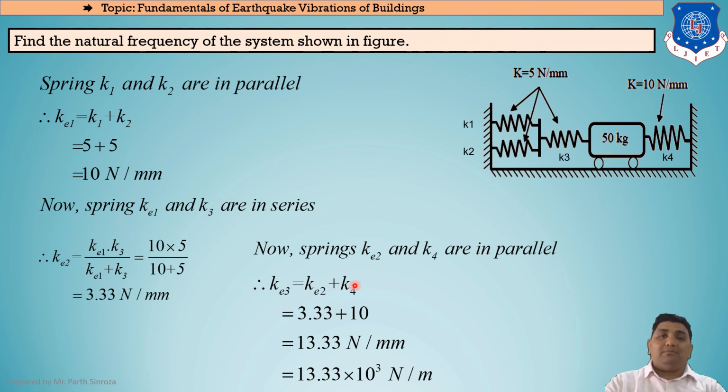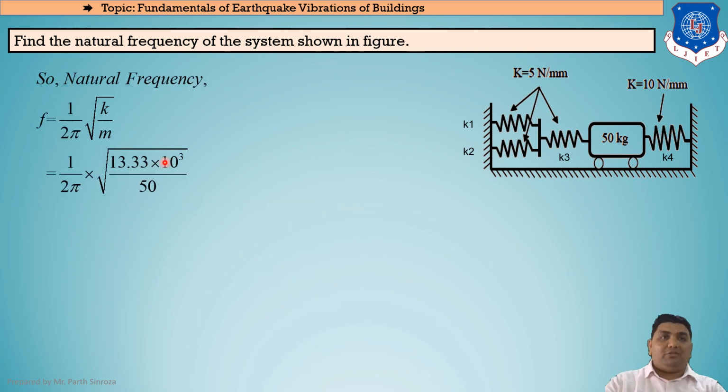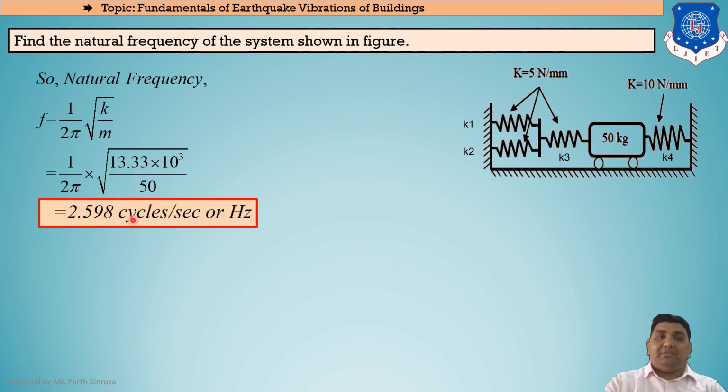So our final answer comes out to be 13.33 into 10 raised to 3 Newton per meter. This is the total equivalent stiffness of our entire spring mass model. And the ultimate goal is to find the value of frequency. The frequency here will be 1 upon 2 pi under root K by M. K will be substituted with the final equivalent, and we get an answer of 2.598 cycles per second, or you can say hertz.